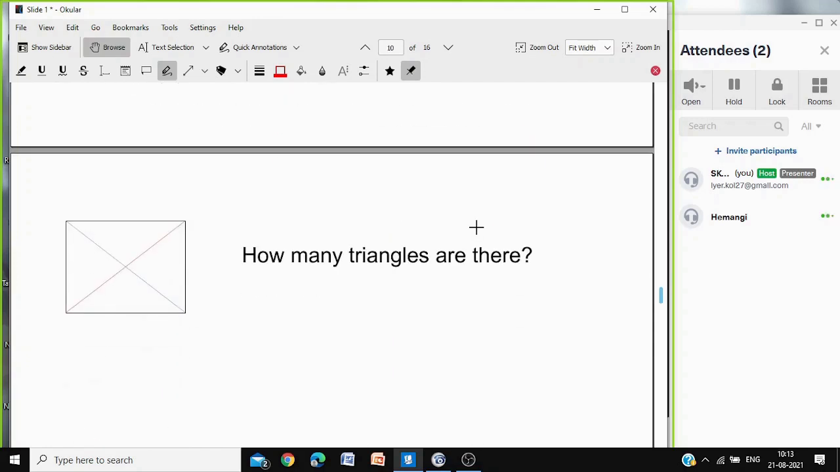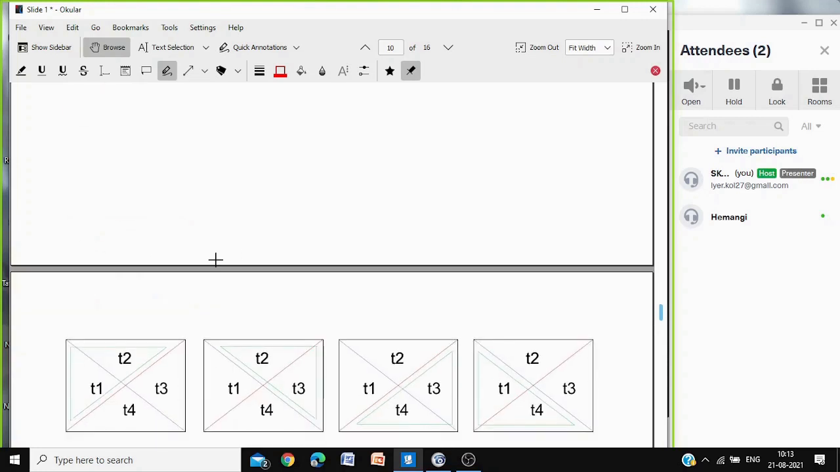Now, how many triangles are here? We already said 4 triangles, 4 smaller triangles and 4 larger triangles, 8. But we can also prove it in another way. There we said it in terms of number of lines. But here we are giving it in another way.